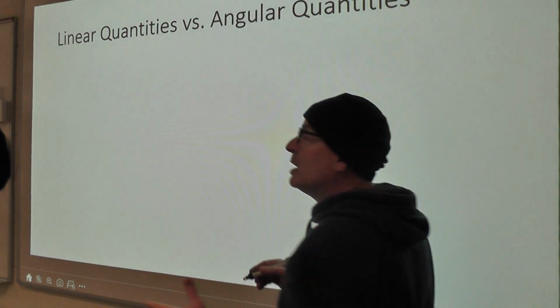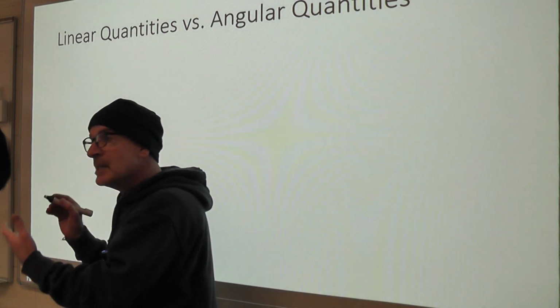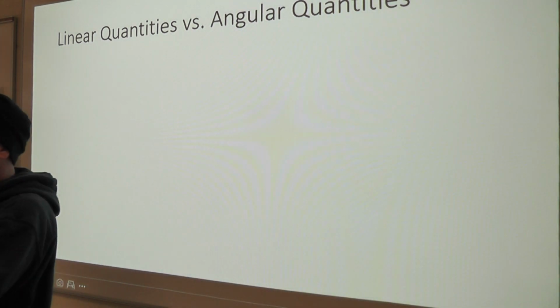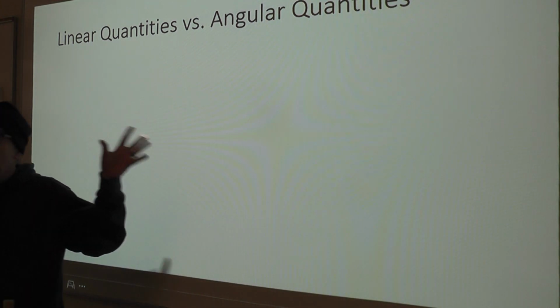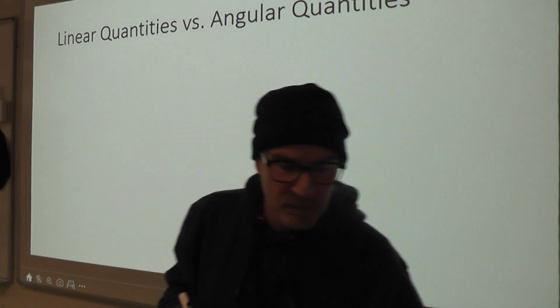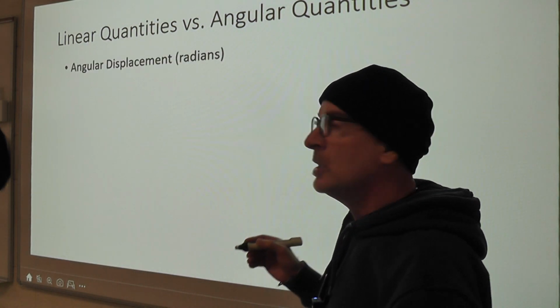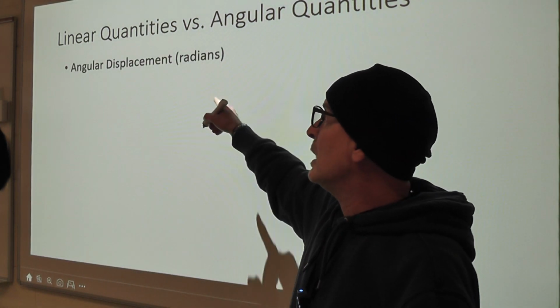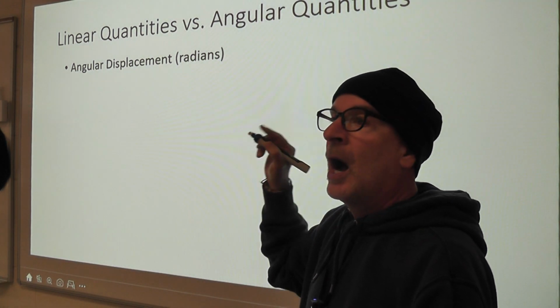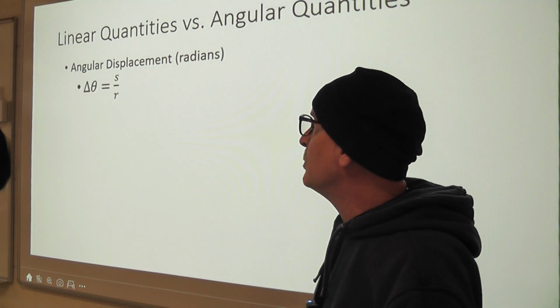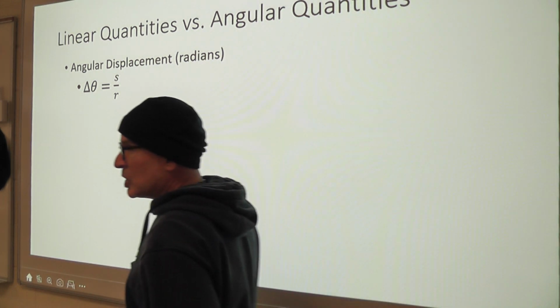translate between how far, how fast, how quickly something is accelerating in terms of meters, and meters per second and meters per second squared, and the equivalent values in terms of spinning speed. So here's the information that you need to know. When we look at angular displacement, that is how far something rotates, our preferential unit there is going to be radians. And it has a definition.